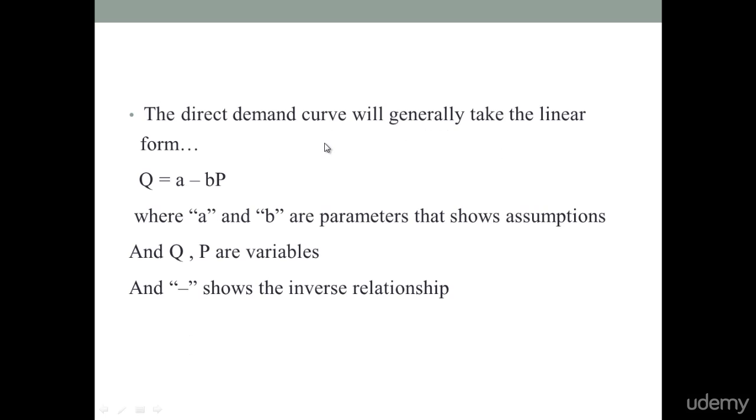So the direct demand curve will generally take the linear form, that is Q = A - BP, where A and B are parameters that show assumptions and Q and P are variables. The minus sign shows the inverse relationship because when price increases, demand will decrease, and vice versa. Therefore, it has an inverse relationship.